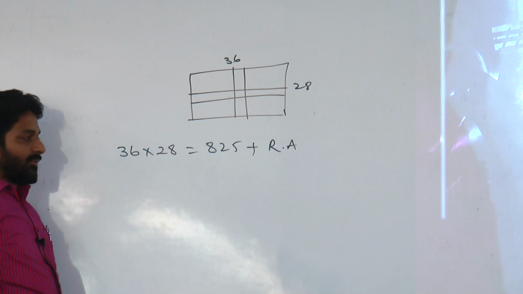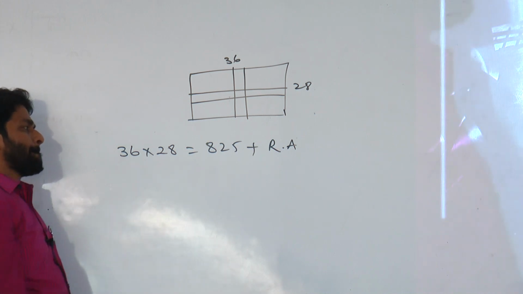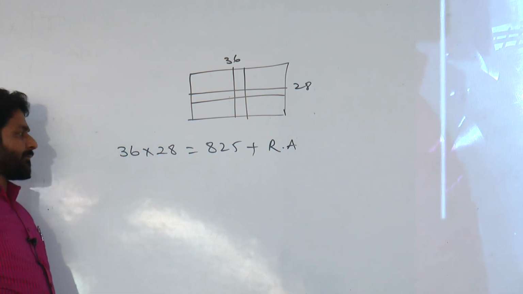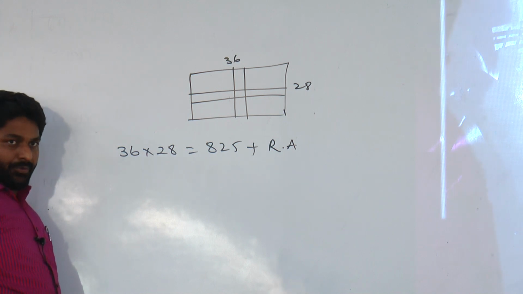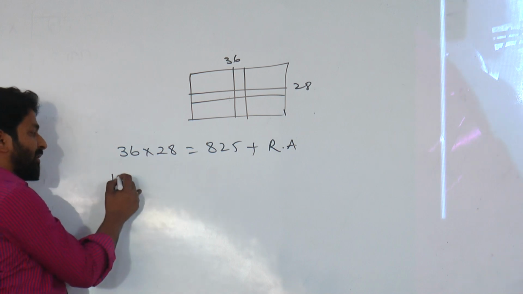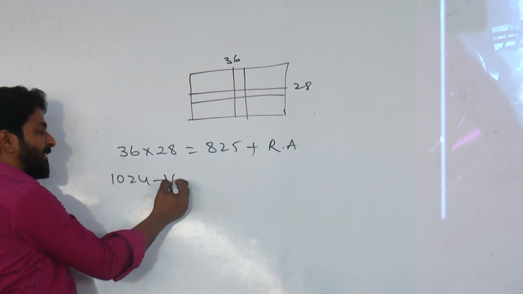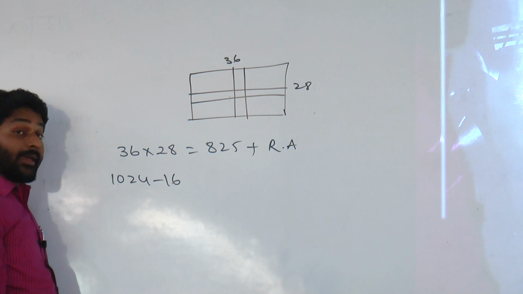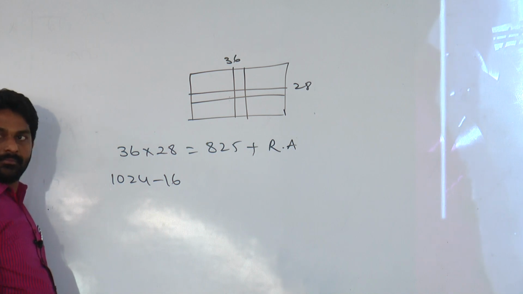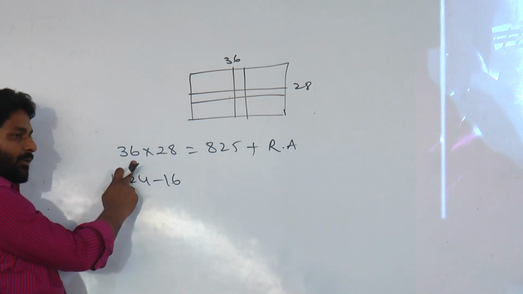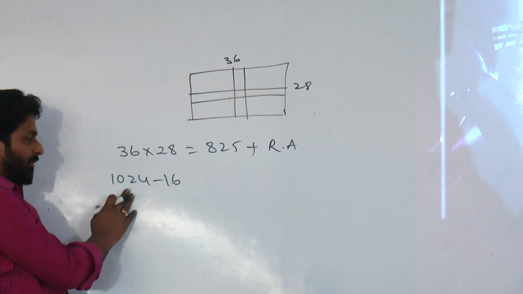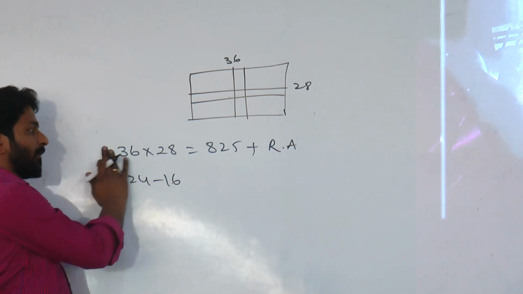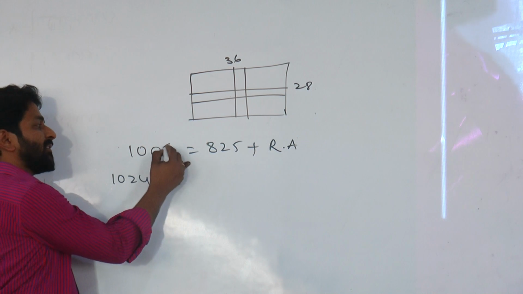Wait. How much is the difference here? 8. Half, 32. What is 32 square? 1024. So this value is 1024 minus 16, which is 1008. That is (32 plus 4) times (32 minus 4), 32 square minus 4 square, 1024 minus 16. How much is this? 1008.